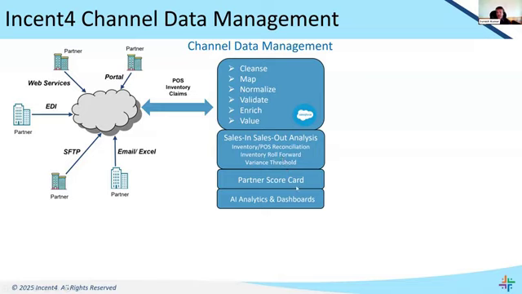The CDM system also has a partner scorecard, so you can actually give a score to your partner based on partner performance, which can be based on various things like, are they submitting their point of sales and inventory data on time? Is it accurate? Are they meeting their revenue expectations? Their inventory expectations? So there's a whole bunch of attributes that you can use to assign a score to your partner. And then it also comes with AI analytics and dashboards.